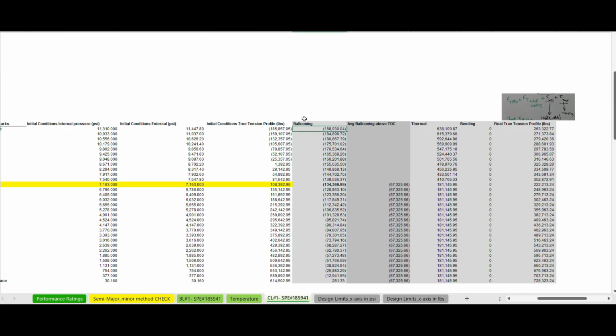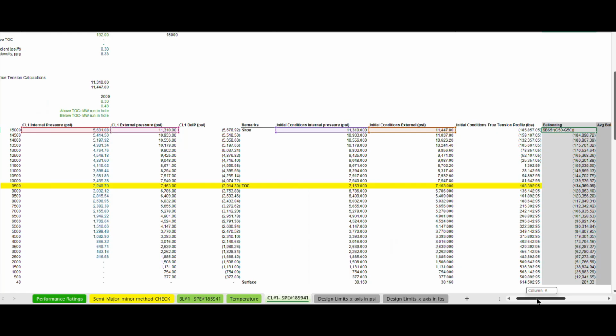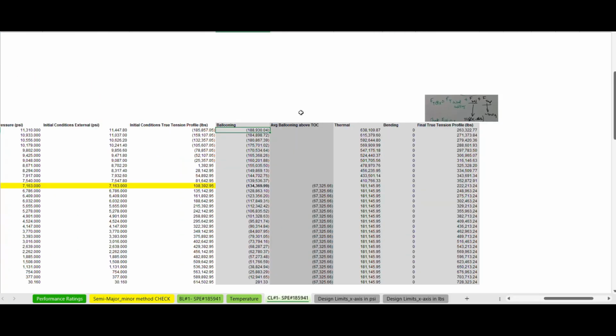So the ballooning is calculated in the same way. Let's click on one and see how it's calculated. It's still 2 times Poisson ratio. You take the differential of the difference in the internal pressure and the difference in the external pressures, multiplied by the area. So you calculate the ballooning and thermal on top of the initial conditions, and then you come up with a final true tension profile. I put this one from our whiteboard. As you see, the final true tension profile is the true tension profile of the initial conditions plus ballooning and temperature.